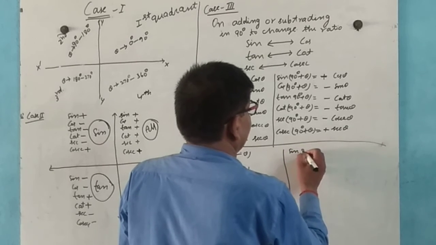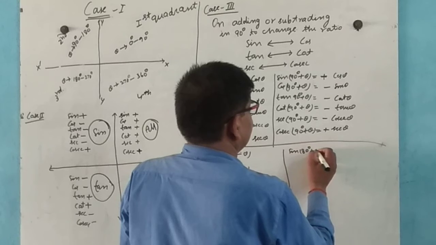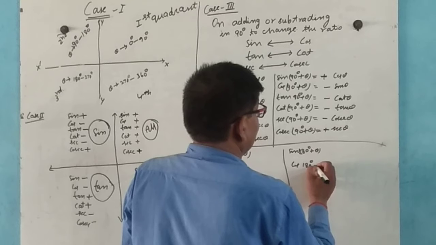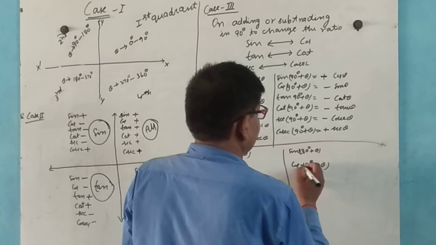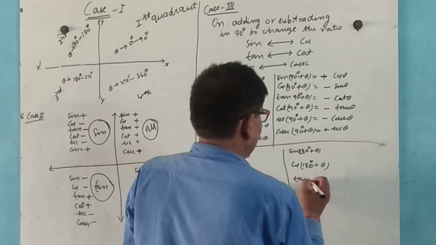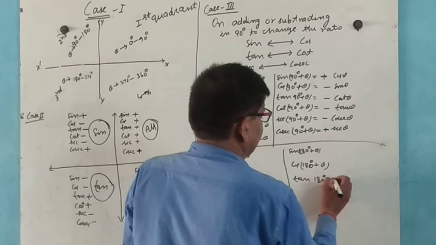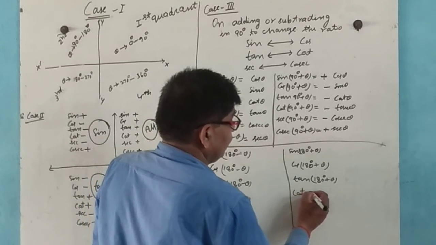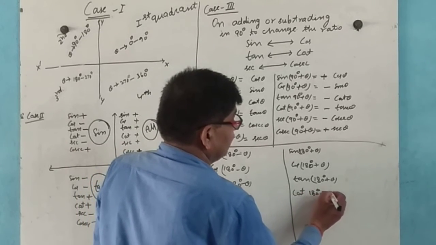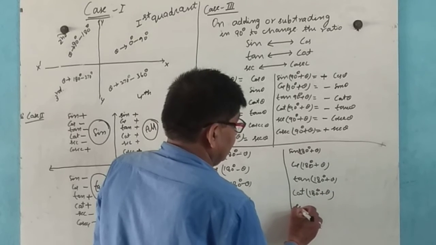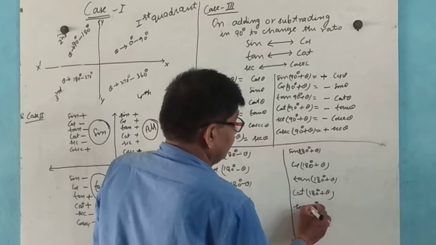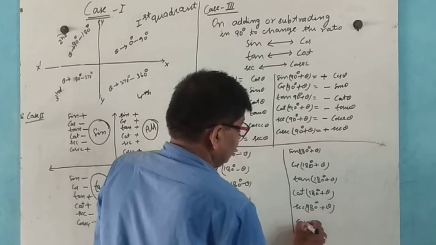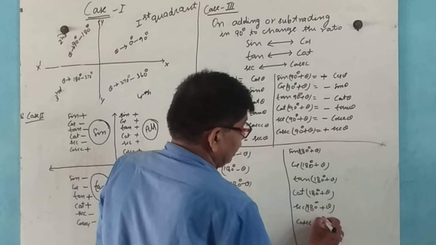sin 180 degree plus theta, cos 180 degree plus theta, tan 180 degree plus theta, cot 180 degree plus theta, sec 180 degree plus theta, cosec 180 degree plus theta.